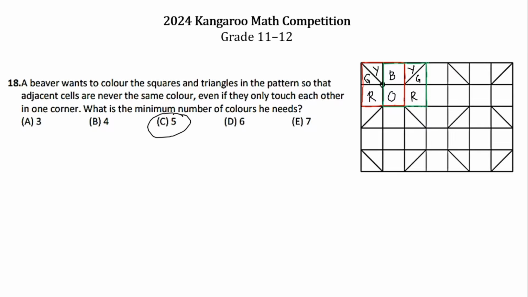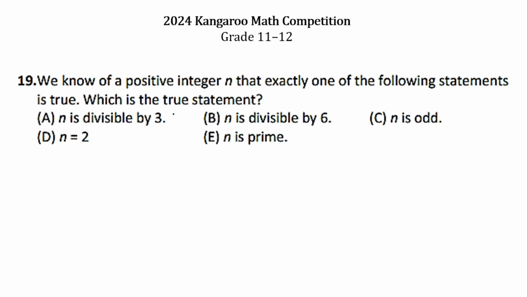Alright, so let's have problem number 19. For problem number 19, we know of a positive integer n that exactly one of the following statements is true, which is the true statement.